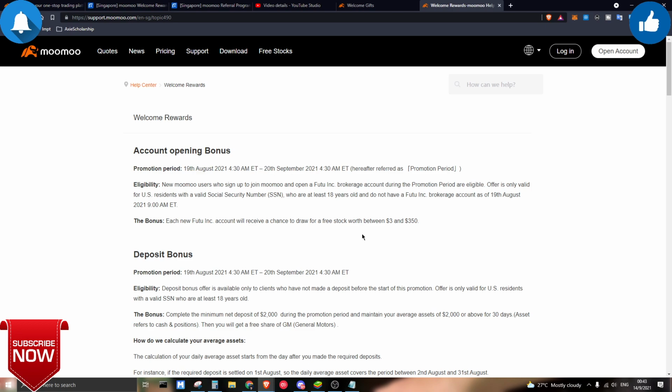So right now, if you open an account, you need to be at least 18 years old and above, and you do not have a moomoo account. If you sign up and open an account over here, your account will receive a chance for a lucky draw for a free stock worth between $3 to $350. This range is quite big, so you are getting a minimum of $3 for free just by opening an account, up to $350 if you are lucky enough. You just do a draw, and if you win this $350, it is just by opening an account.